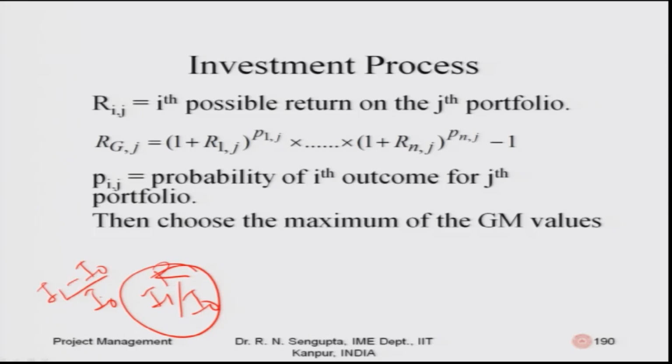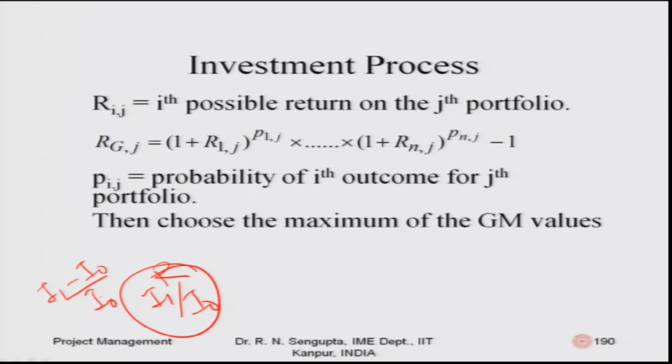It is given by, if you notice, 1 plus R suffix 1, j, which is the first possible return for the jth project, raised to the power of the corresponding probability for the first. Similarly, we continue till the last one, which is 1 plus R suffix n, j, for the nth possible return for the jth project, raised to the power p suffix n, j, which is the probability, and minus 1 because you have to find out the percentage.